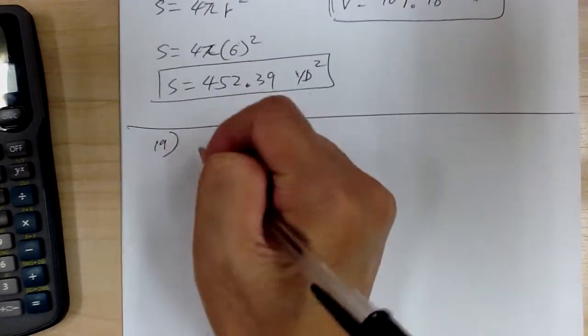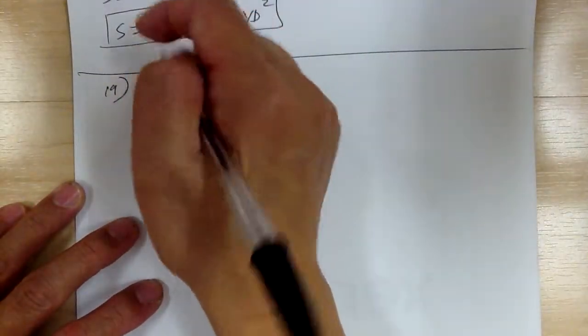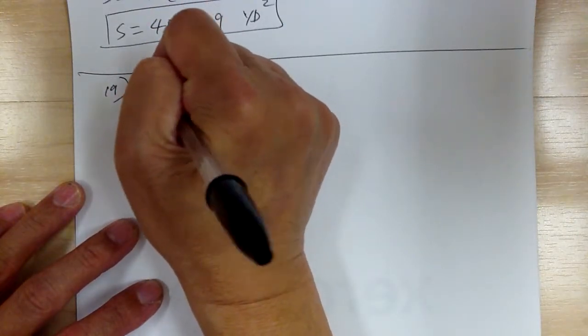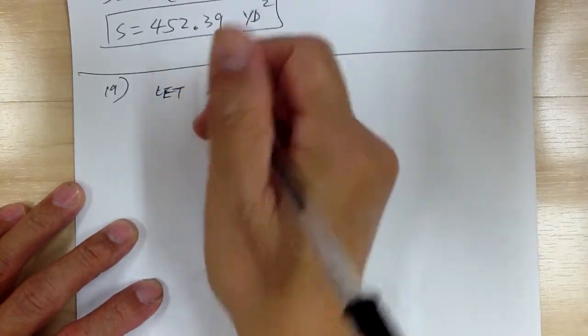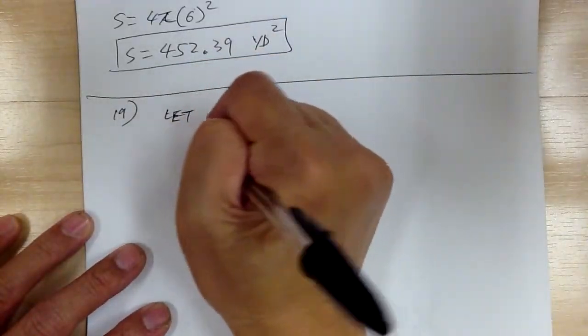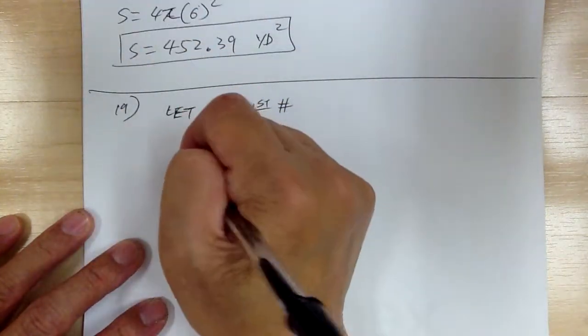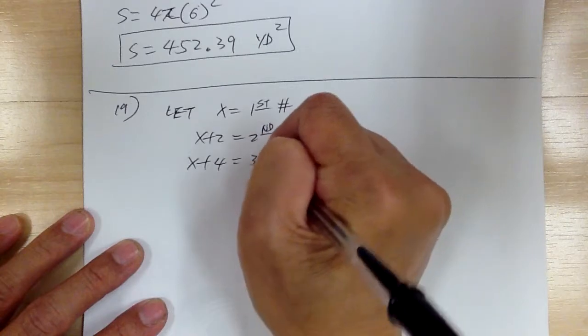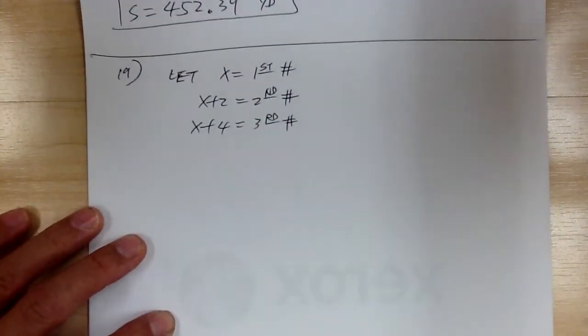Okay, number 19. Now you have 3 consecutive odd integers, so this one you have to set up. First, let x equal the first number. Now the odd integers go by 2, right? For example 17, 19. The increment is 2, so you have to add 2 to get to the next number. So again, the increment is 2, so you have to go by 2s. So set up your variables, then you can go and translate.